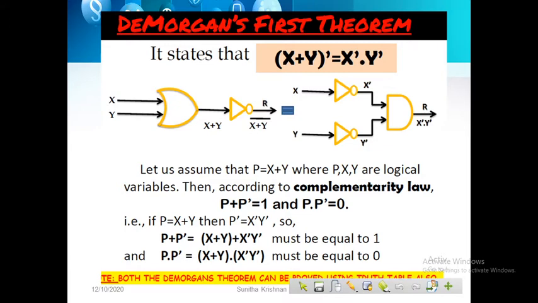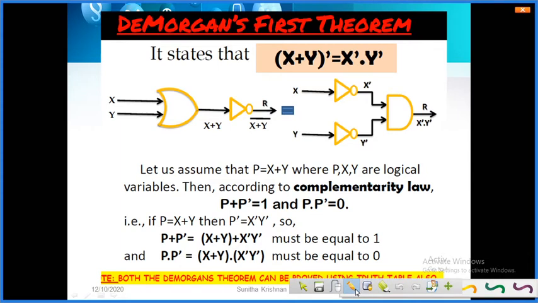So moving to De Morgan's first theorem, there are two theorems actually. The first theorem states that x plus y the whole complement is equal to x complement dot y complement. So this is the first theorem. And it has been demonstrated or realized with the help of two gates. How many gates are here? Two gates here. One OR gate and the second is an inverter here. So here the LHS is drawn here and the RHS is drawn here.